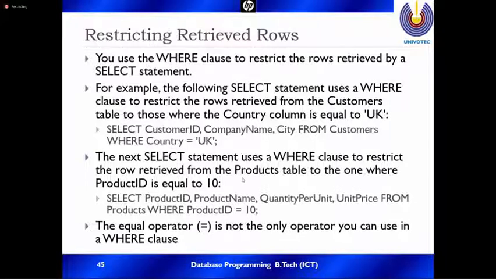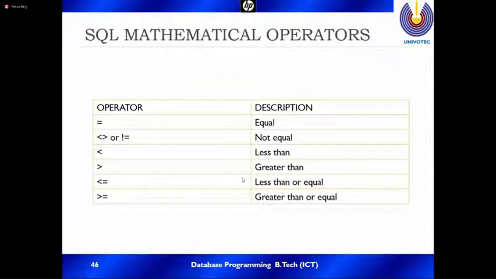The equal operator is not the only operator. You can use the WHERE clause with other operators also. These are the operators. Equal: the equal sign, where you can give a value or a string. Not equal: sometimes you want to avoid a particular thing but get everything else, then we use not equal. Then less than, greater than, less than or equal, greater than or equal. These are the operators you can use.